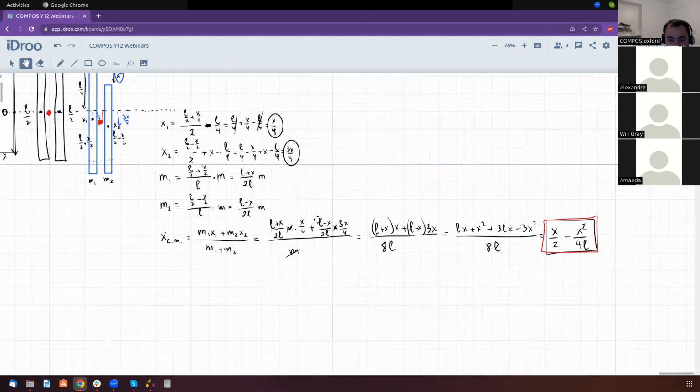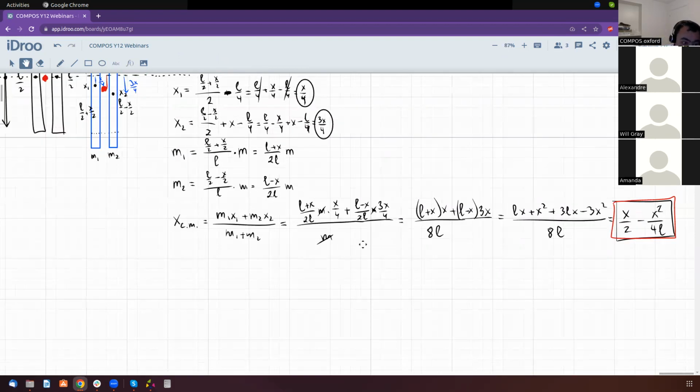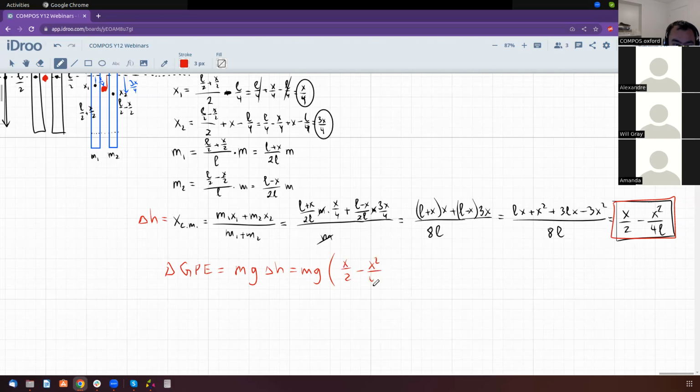This is the amount that the center of mass has moved down. Therefore, the change in gravitational potential energy is the mass of the rope, g, times delta H, where delta H is the change of the position of the center of mass, which is mg times x over 2 minus x squared over 4L.